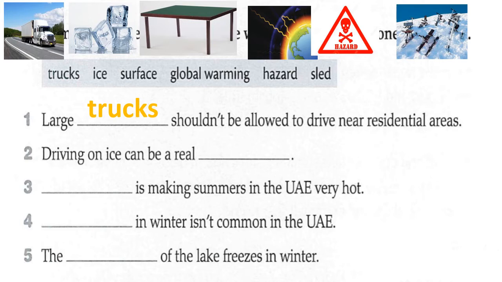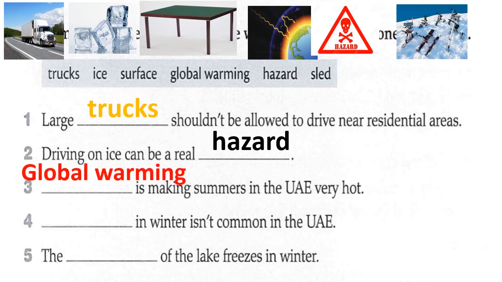2. Driving on ice can be a real something. If you drive your truck or your car on ice, this is a real hazard. Yes, danger, risk. Number 3, something is making summers in the UAE very hot. What do you think? The weather becomes hot because of global warming.